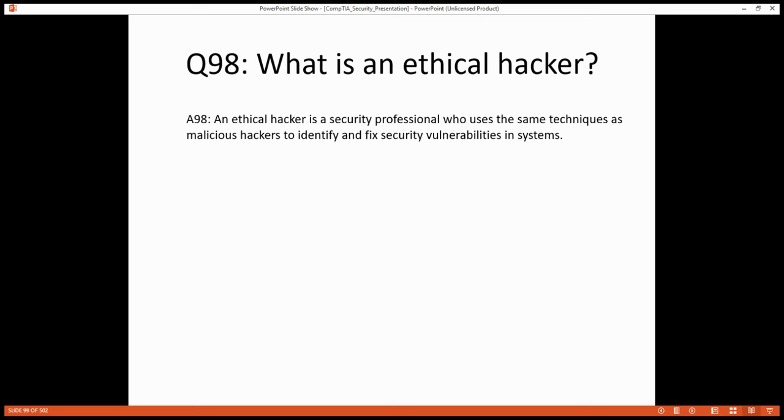Q98. What is an ethical hacker? A98. An ethical hacker is a security professional who uses the same techniques as malicious hackers to identify and fix security vulnerabilities in systems.